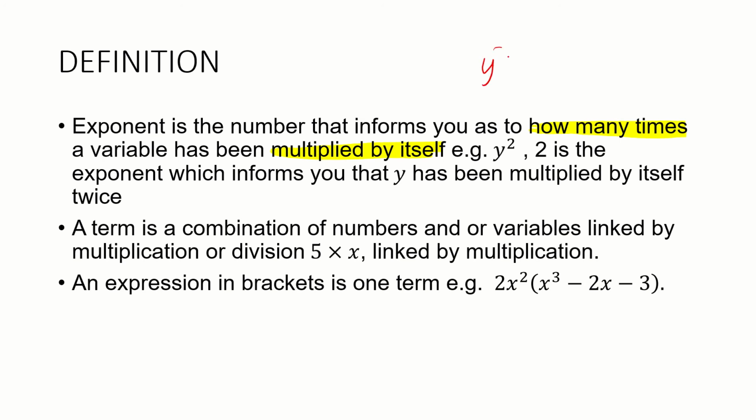So if I have y squared, this tells you that y was multiplied by itself twice, so I had y multiplied by y. If I have y cubed, this tells me that I multiplied y by itself 3 times, so I'll have y multiplied by y multiplied by y.